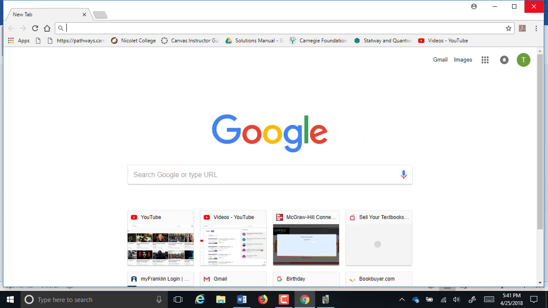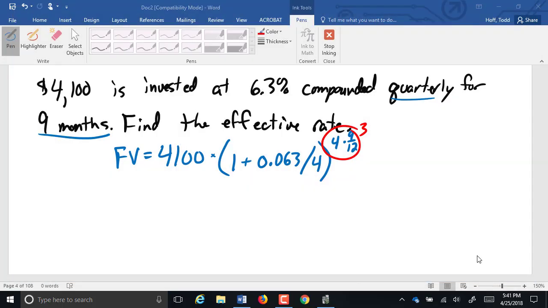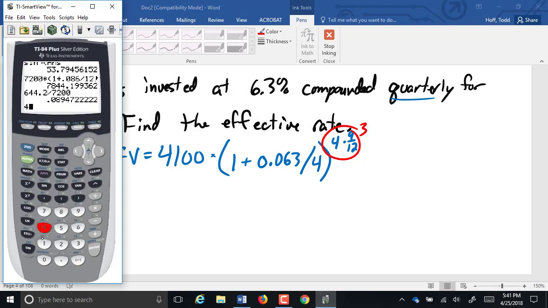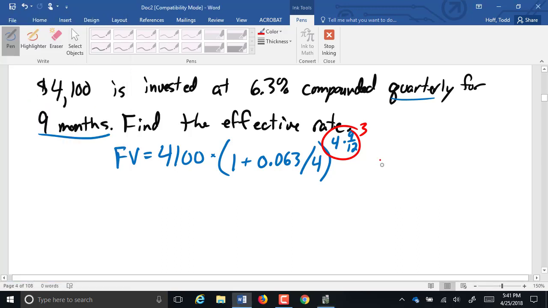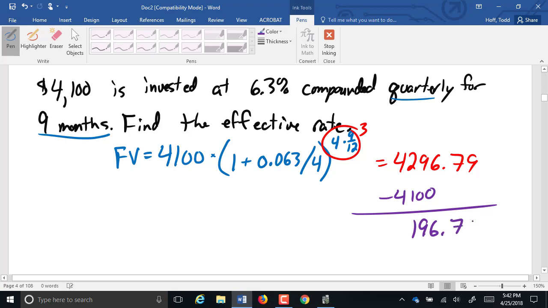So this is going to go into our calculator. 4,100 times parentheses 1 plus 0.063 divided by 4, close parentheses, to the power of 3. 4296.79. So we subtract the 4,100 to get the interest. $196.79 is our compound interest.